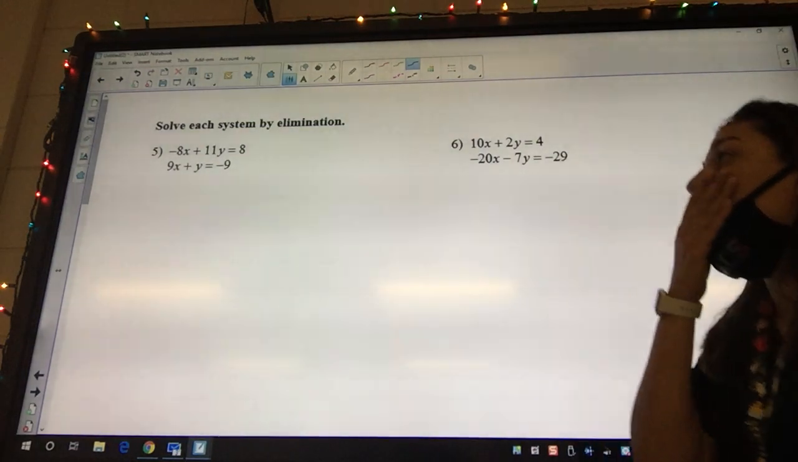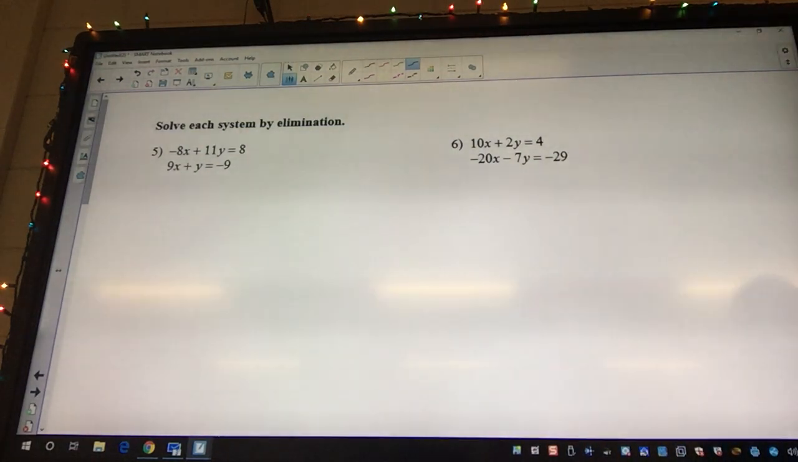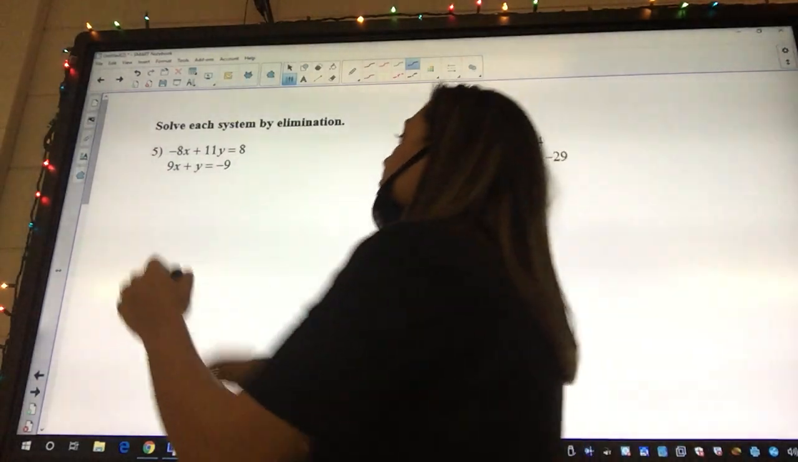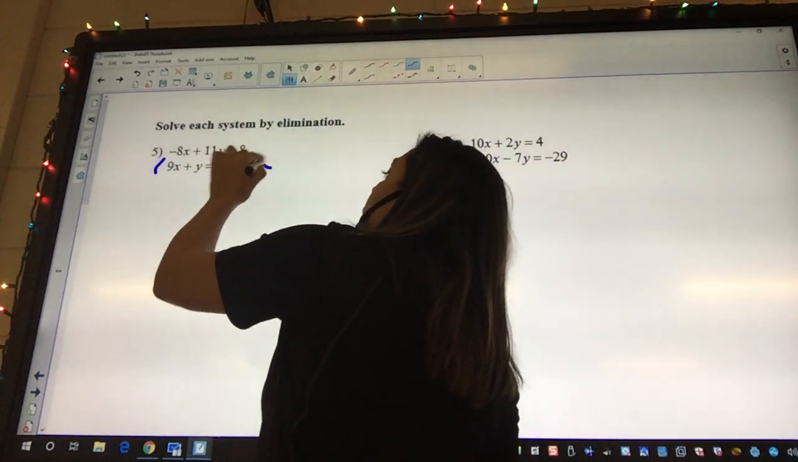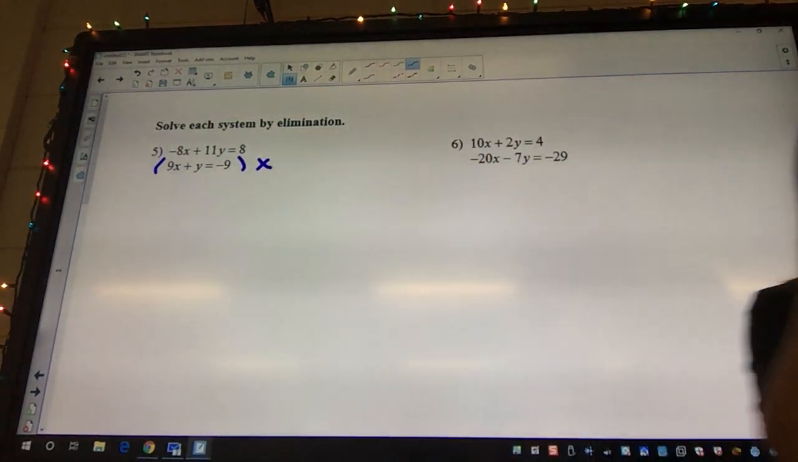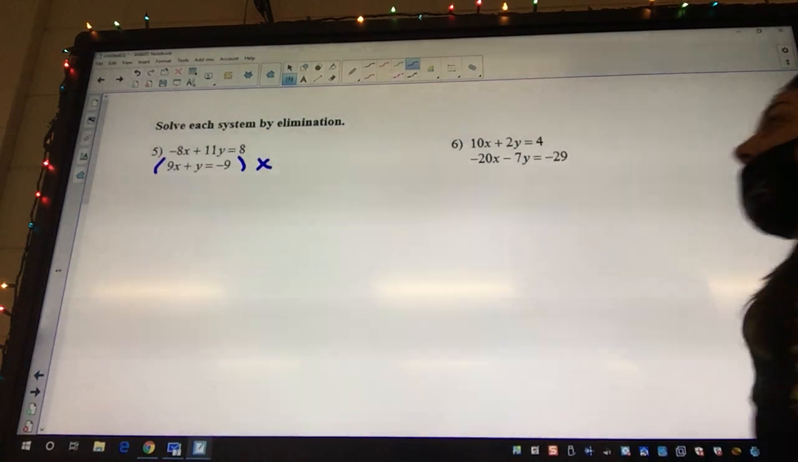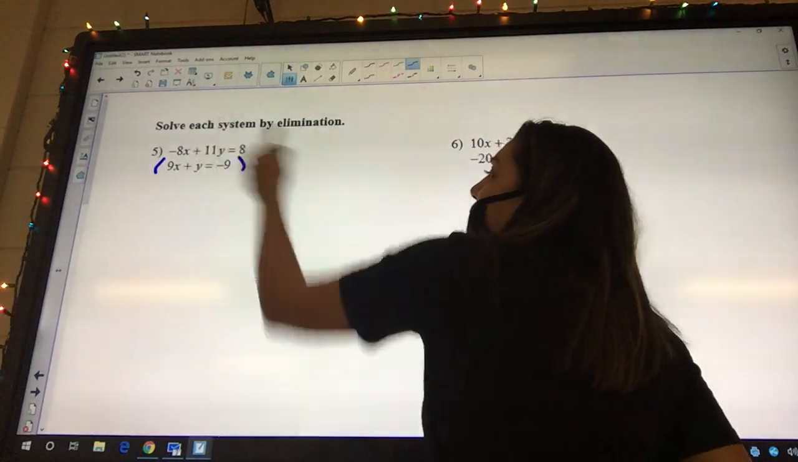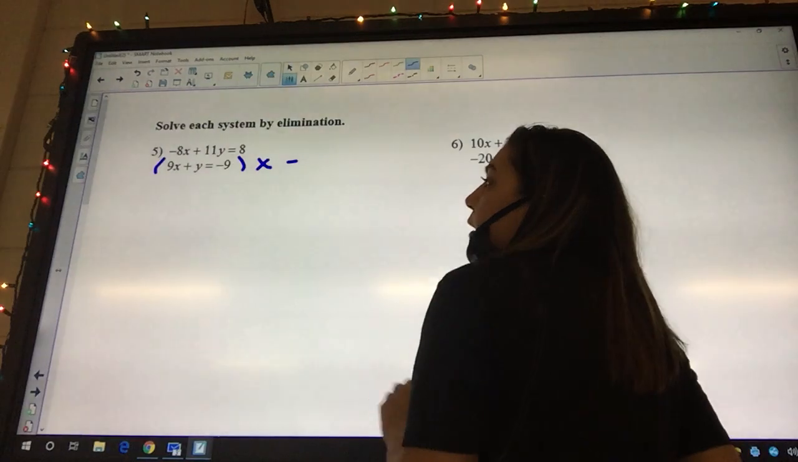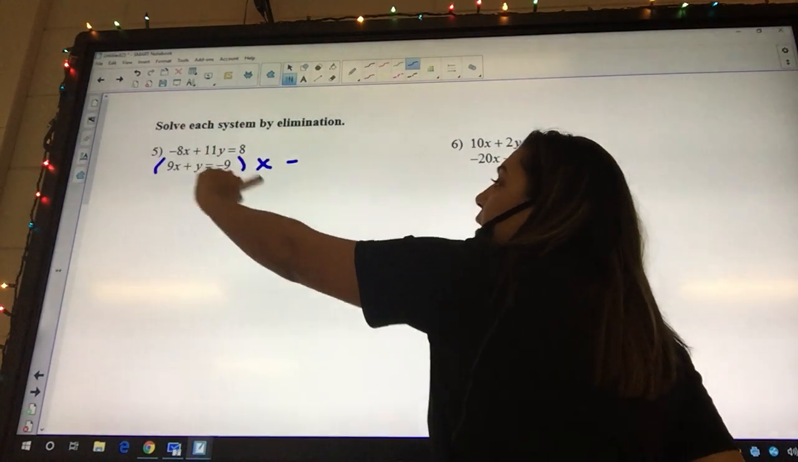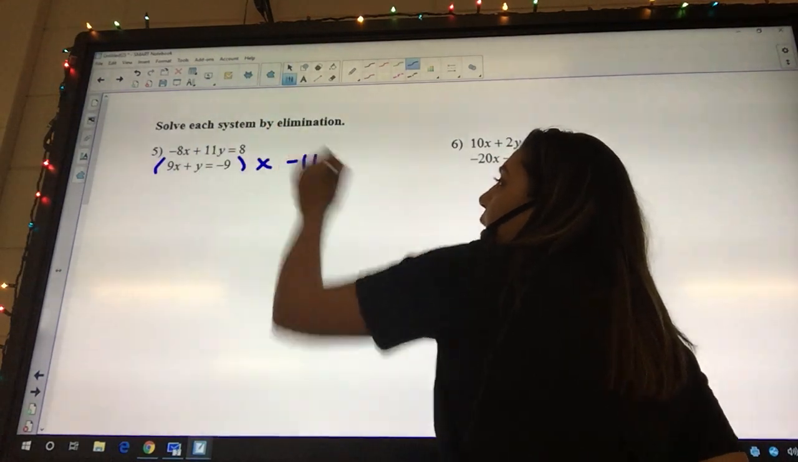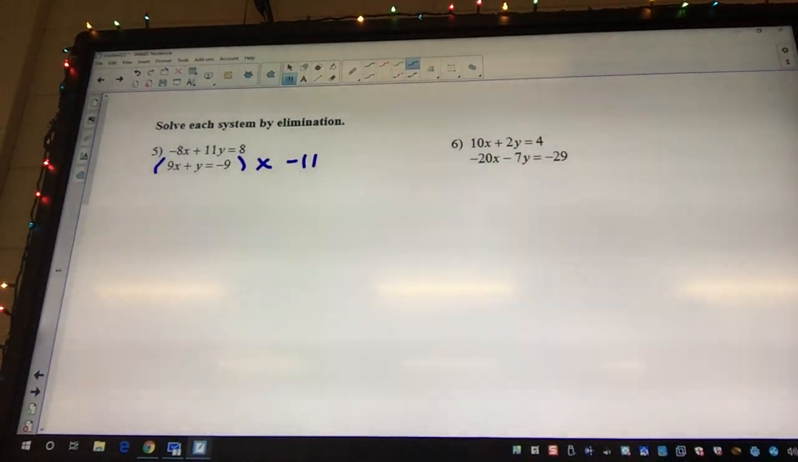What do you want to cancel? The x's or y's? The y's? Okay, which one is the smaller? The 1y. Okay, we always multiply by the smaller one. What do I need to multiply by in order for those to cancel? Negative 11. Okay, because these are a plus plus, I know I need a minus out here. And then 1 times something is going to give me 11. So it's really going to be negative 11 that I need to multiply by.